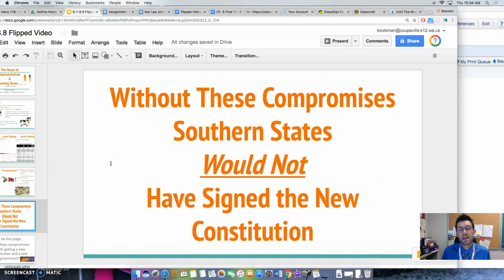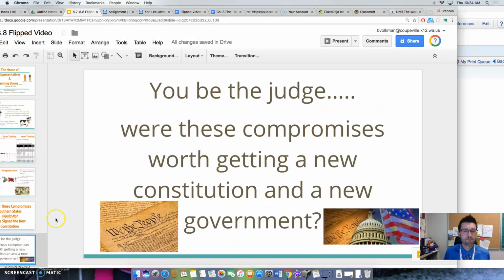Without these compromises, guys, the southern states would not have signed the Constitution. Pure and simple. So I want you guys to be the judge right now. Were these compromises worth getting a new constitution and a new government?